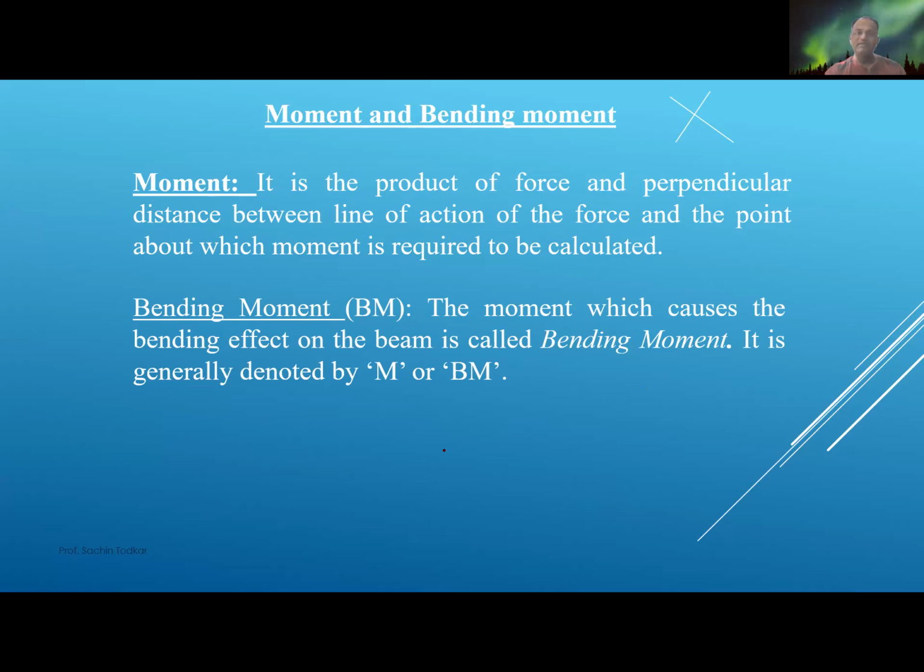But bending moment is the moment which causes bending effect. We know moment at any point on the equilibrium beam will be zero, but there will be bending moment at that particular point which causes bending effect. And that's why the moment which causes bending effect on the beam is called as bending moment, and it is generally denoted by M or BM. We are going to use M or BM, both the sign conventions for the calculations.